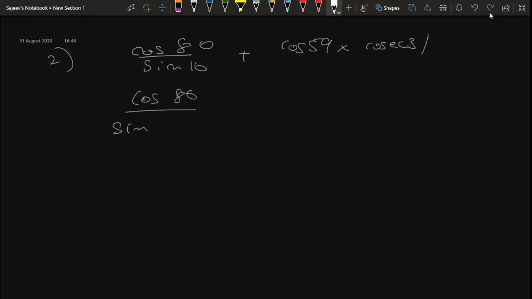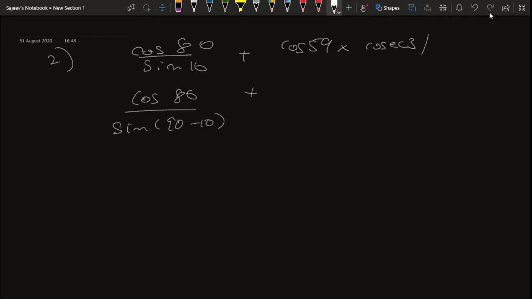Second question, so this is cos 80 by sin 10 plus cos 59 into cosec 31. Since you get 90 degrees by adding these two angles, we should use the identity sin 90 minus theta and cos 90 minus theta, which will simplify this equation. First thing that should come to your mind is 80 plus 10 is 90, right? So I can write 10 as 90 minus 80, makes sense.